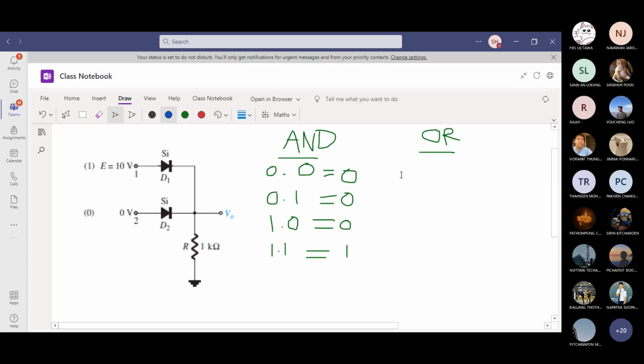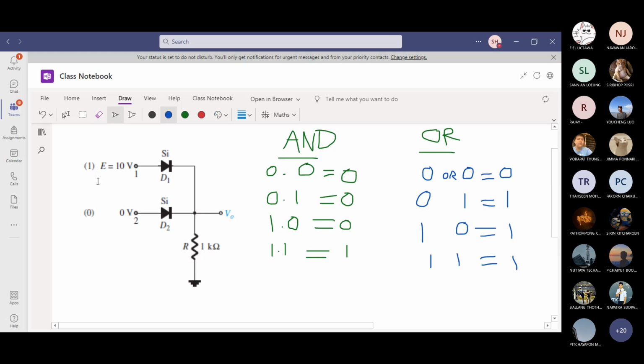For the OR truth table, it works differently. Only one of them has to be 1. So if you get both zeros, you have 0. 0 or 1, the output will be 1, high. 1 or 0, the output is 1. And obviously, when both inputs are 1, you still get a high output. That's the logic, Boolean logic.